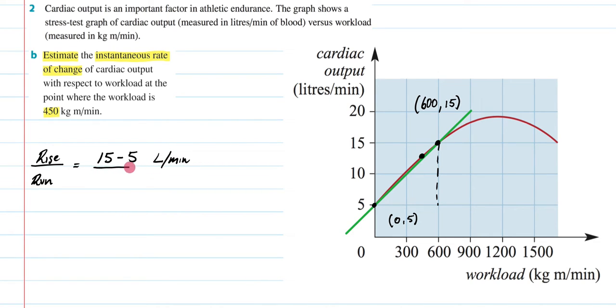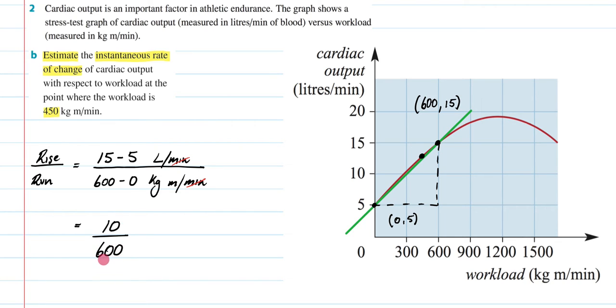To find my run, it's going to be from this distance to this distance, which is 600 to 0. So it's just 600 minus 0. That's going to be kilograms meters per minute. I don't have to consider my minutes because they're on both top and bottom. Then some simple maths: 15 minus 5 is 10, and 600 minus 0 is 600.